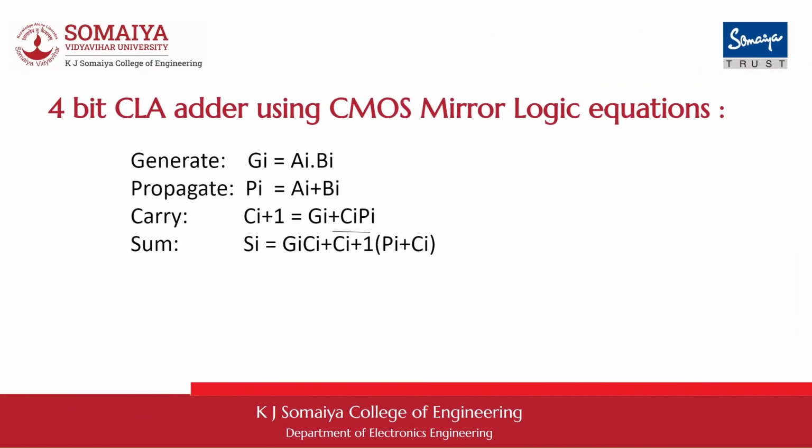So here are the generalized terms for generate term, propagate term, carry term, and sum term. The generalized equation for generate term is Ai and Bi. For propagate term it is Ai or Bi. For carry it is Ci+1 equals Gi plus Ci and Pi. For sum, Si is equal to Gi and Ci or Ci+1 bar into Pi plus Ci.